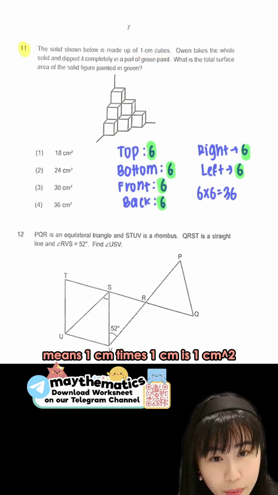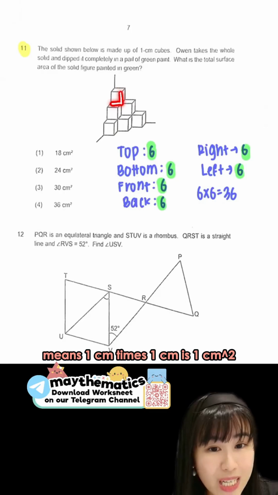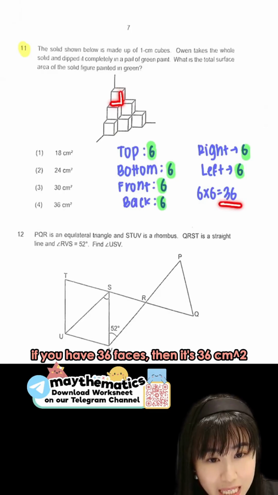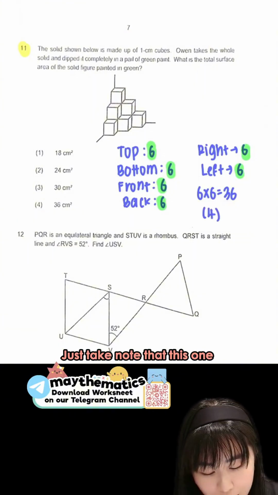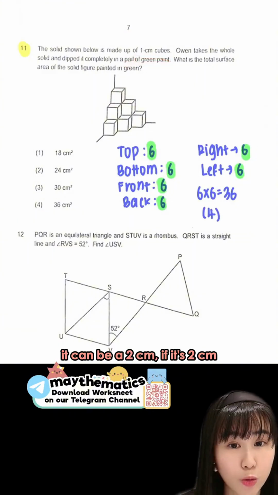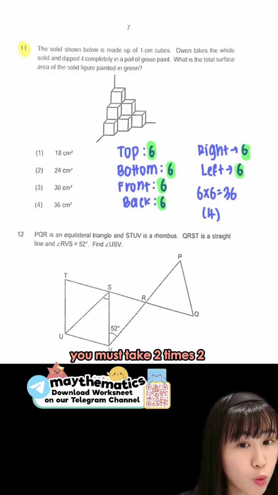Everything is 1 cm. Means 1 cm times 1 cm is 1 cm square. If you have 36 faces, then it's 36 cm square. Okay, answer is option 4. Just take note that this one may not always be 1 cm. It can be 2 cm. If it's 2 cm, you must take 2 times 2, which is 4 cm square.